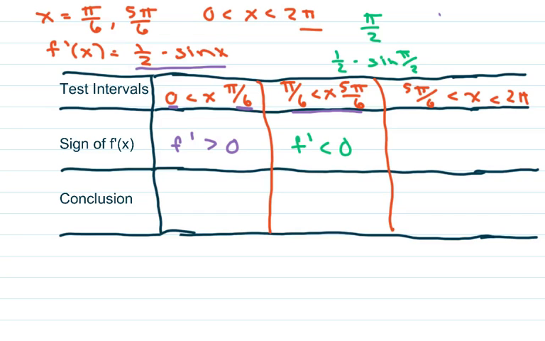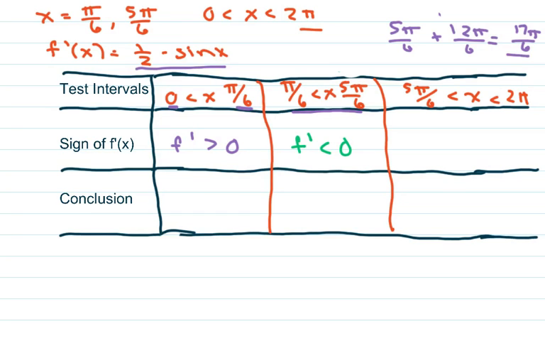And for the last one, I'm doing the same thing. We'll take the midpoint between 5 pi over 6 and 12 pi over 6, and that gives you 17 pi over 6. You have to divide that by 2, so it's 17 pi over 12. If you plug that in, your derivative is going to be positive. So what we have is increasing on this interval, decreasing on this interval, and increasing here.